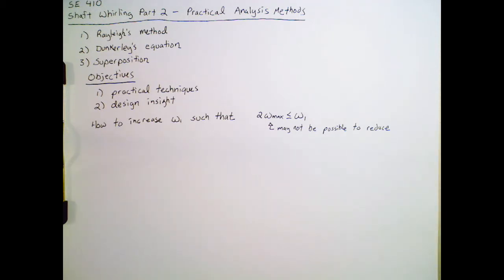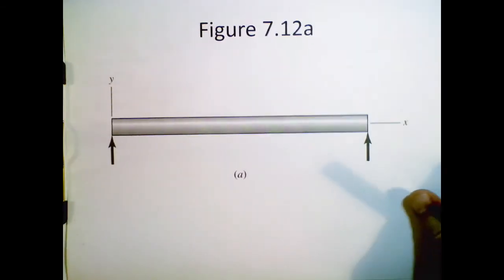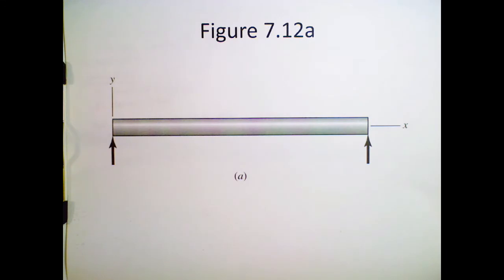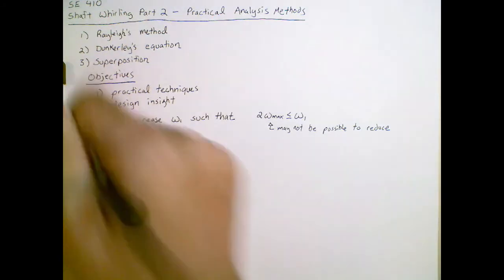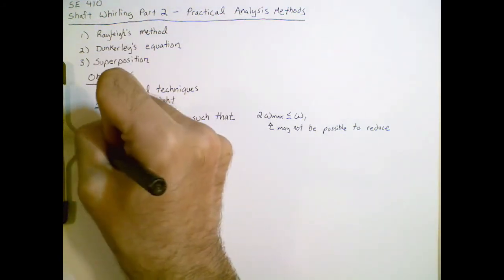Let's have a look at a figure from your textbook. We're going to go through really the simplest possible model for shaft whirling. We're going to look at a simply supported shaft with a uniform diameter and no attached components. It's possible to derive an analytical solution for the first or lowest critical speed, and that's given in your textbook. It's equation 7.22.